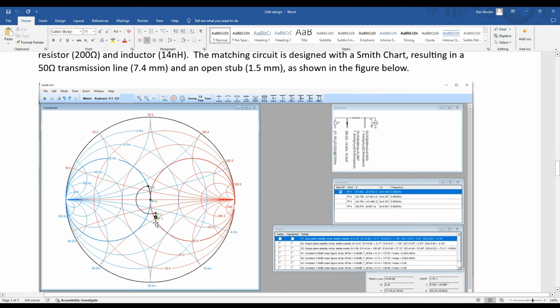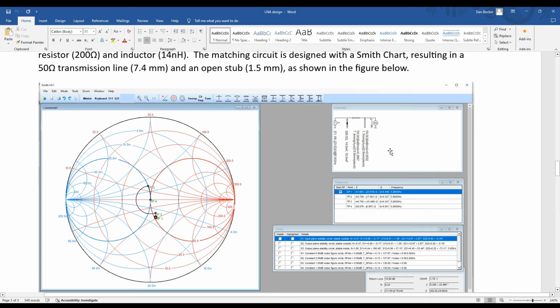So we start here on the Smith chart, and then the collector resistor and inductor move it to this value here. And then we have the transmission line here, which swings it all the way up to the top. And then this open stub brings it to 50 ohms.